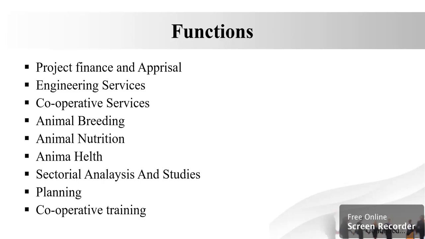The next function, animal breeding. A steady increase in the productivity of cattle and buffaloes is achievable by improving their genetic potential in a scientific manner, to build up the infrastructure for genetic evaluation and production of high genetic merit.